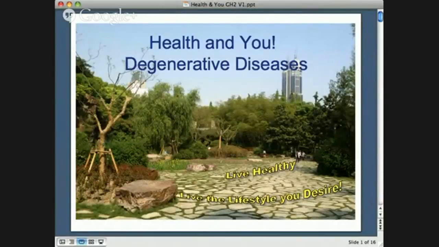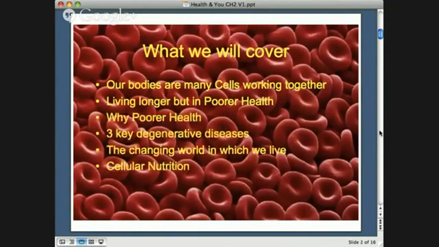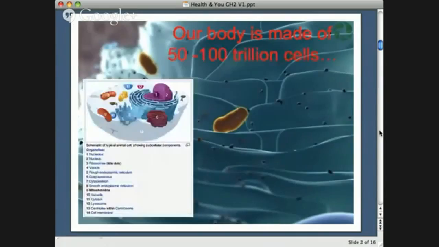So what we're talking about here is health, degenerative disease, and you. We're going to cover our bodies and the many cells that make up the body. We're living longer but in poorer health. And why have we got poorer health? We're going to look at 3 degenerative diseases and the changing world in which we live, and then cellular nutrition.